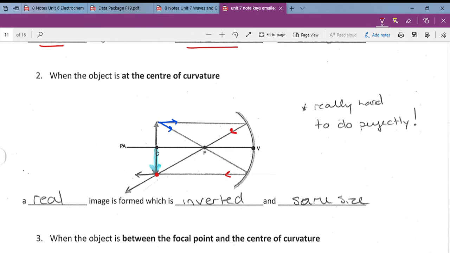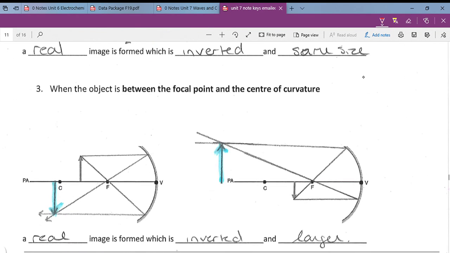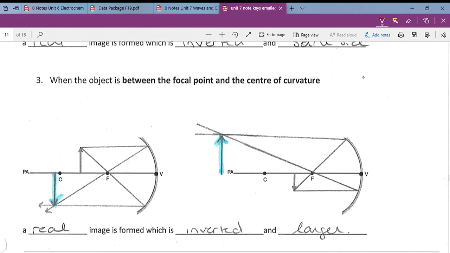Really hard to get that to come out perfectly, but you should know that's what should happen. Scenario number 3 is when your object is between the focal point and the center of curvature. So we're moving in. We've been beyond the center of curvature, we've been at the center of curvature, and now we're between the center of curvature and the focal point. So what's going to happen?